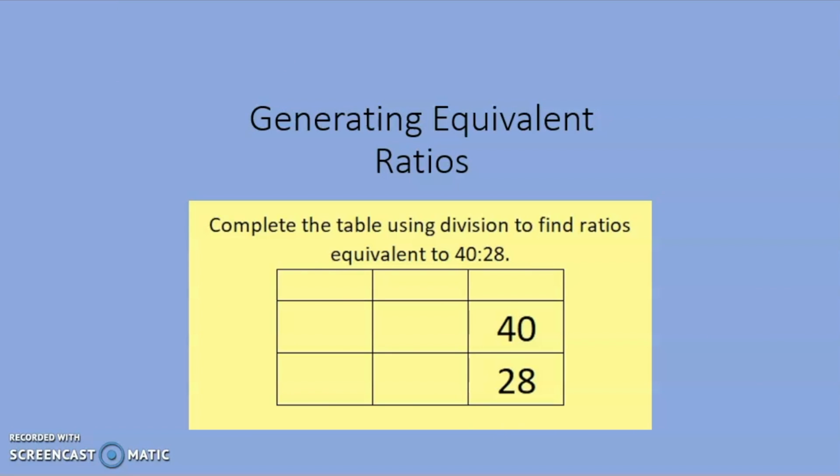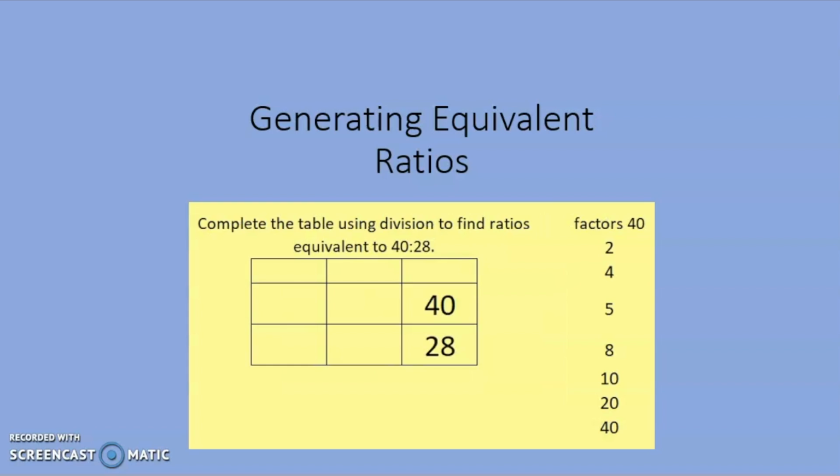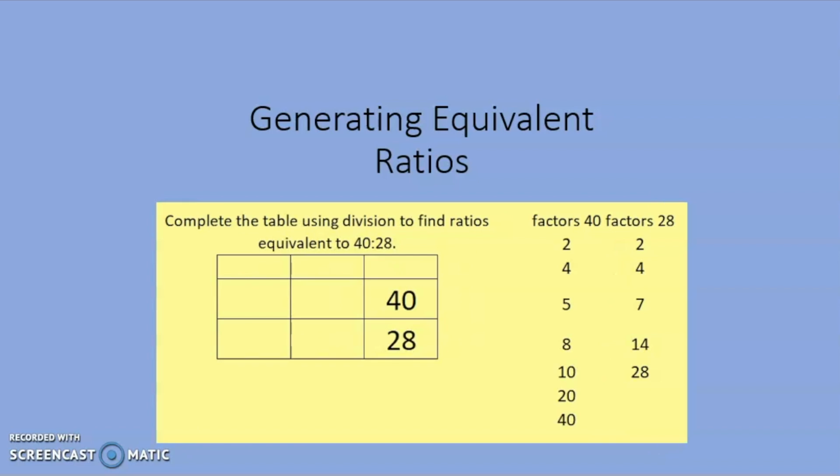Next one, we are going to find what ratios are equivalent to 40 to 28. And we know that there are some numbers that are smaller, that are factors that can go into 40 and 28. So we can write out the factors. I left out 1 because one's not going to help us. So we have 1 times 40, 2 times 20, 4 times 10, and 5 times 8. When we find the factors of 28, we find 1 times 28, 2 times 14, and 4 times 7. The two that are in there for both of them are 2 and 4.